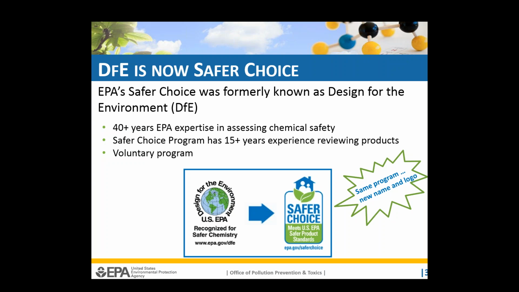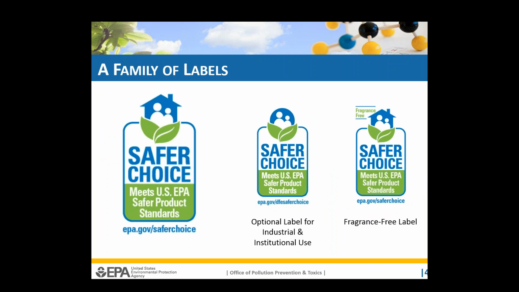I want to point out that we have 3 labels. Before I go too far, the one on the left is the one you may see in your grocery store. This is our primary label, or what we're calling our consumer-facing label. It has the house, and there's 2 people in there, which represents the human health aspect, and then the leaves for the environment. The name is Safer Choice, and again, that's speaking back to the voluntary nature of the program.